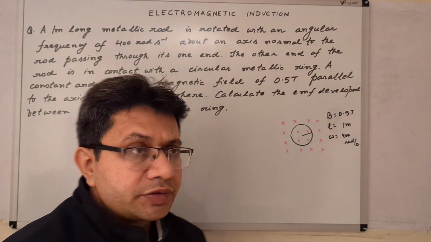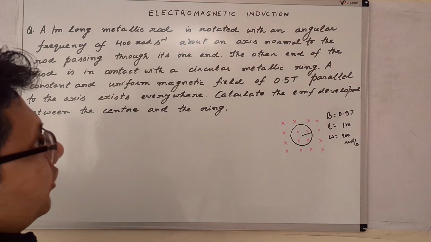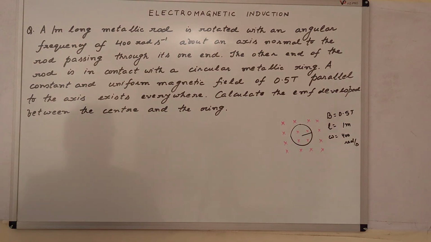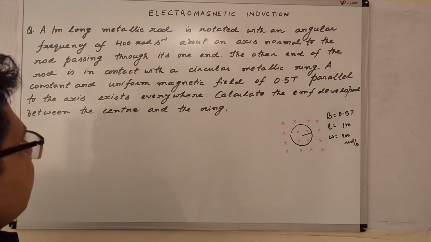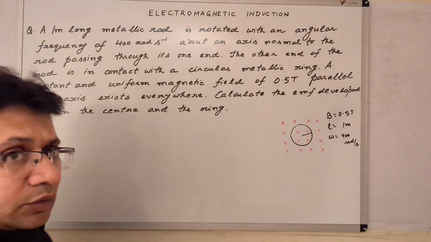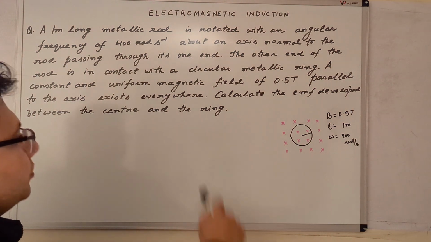Hello viewers, the question is: a 1 meter long metallic rod is rotated with an angular frequency of 400 radian per second about an axis normal to the rod passing through its one end. The other end of the rod is in contact with a circular metallic ring. A constant and uniform magnetic field of 0.5 Tesla parallel to the axis exists everywhere. Calculate the EMF developed between the center and the ring.